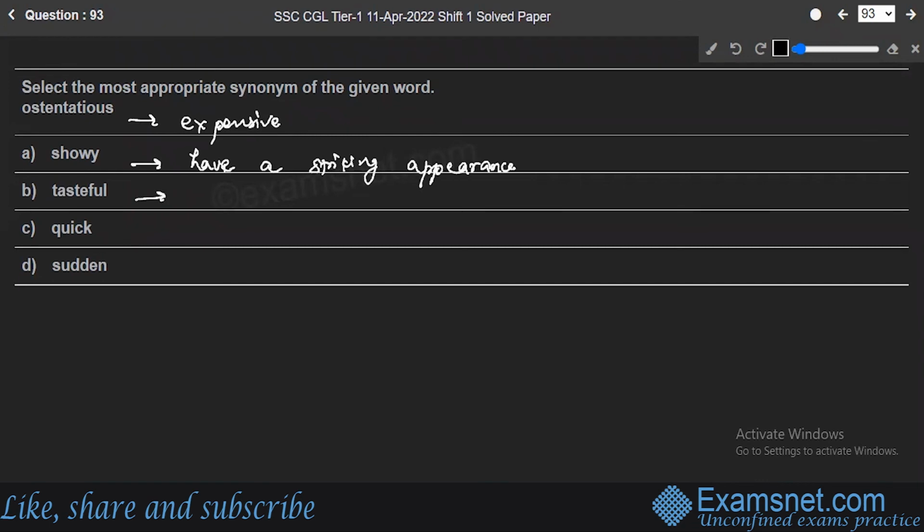Tasteful, what do you mean by tasteful? See, when something is very attractive or well chosen, you have a good taste, right? So you can say well chosen something. Quick means fast, when you do something really fast. Sudden means happening instantaneously, quickly, when you're not expecting it, suddenly it happened, okay, without expecting.